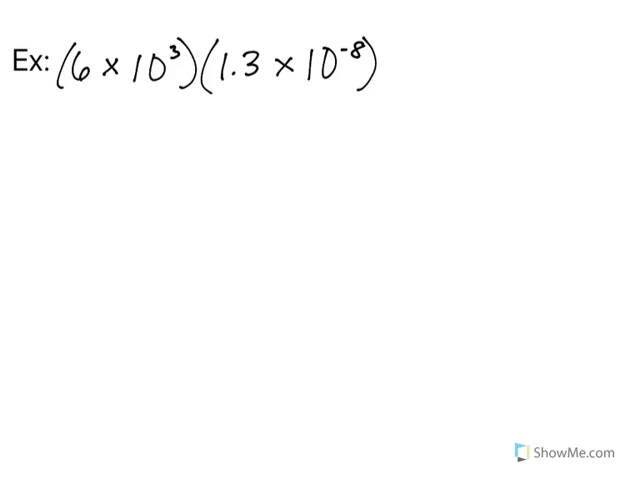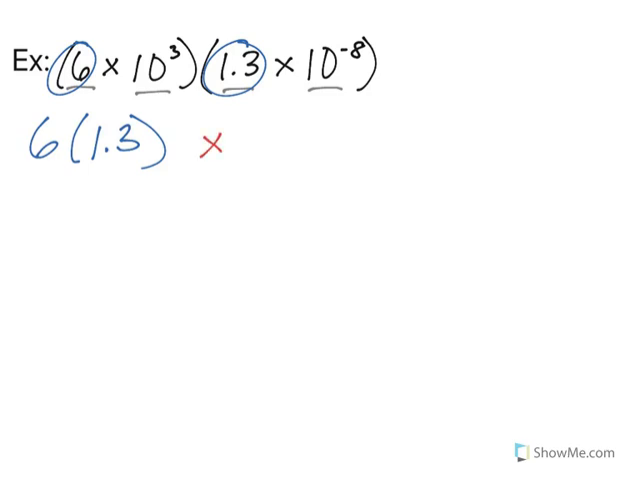Okay, so when we multiply them together, you can see we have 6 times 10 to the third times 1.3 times 10 to the negative 8th. We are basically multiplying 4 numbers together. And if you recall, the commutative property of multiplication tells us we can multiply in any order. So I can take my non-base 10 numbers, 6 times 1.3, and multiply those together. And then I can take my base 10 numbers, 10 to the third times 10 to the negative 8th. So let's do that. 6 times 1.3 gives me 7.8.